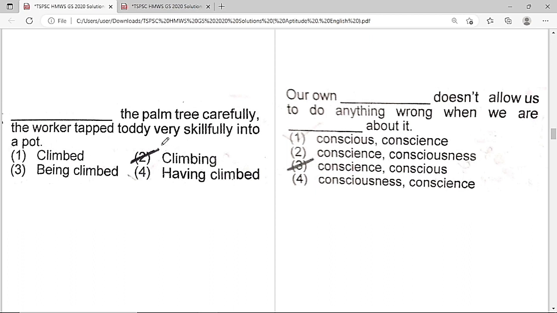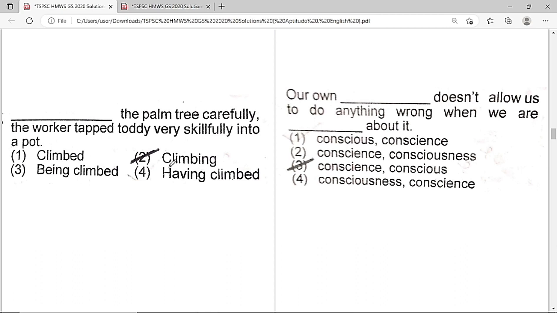Now we are going to discuss another question. See the question here: "Dash the palm tree carefully, the worker tapped toddy very skillfully into a pot." So basically it is a fill in the blank question. Option A: climbed, option B: climbing, option C: being climbed, option D: having climbed. So out of this, the answer is climbing.